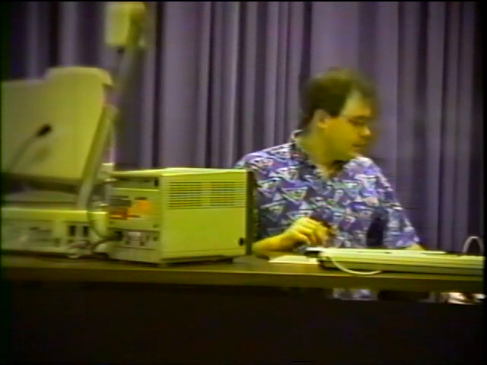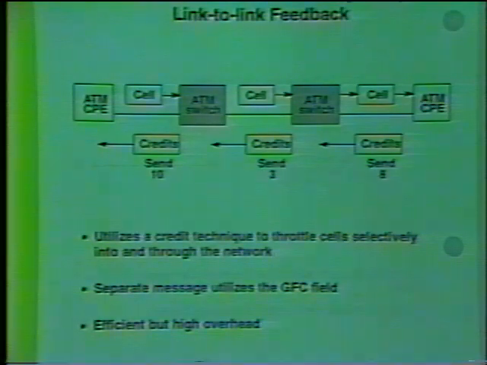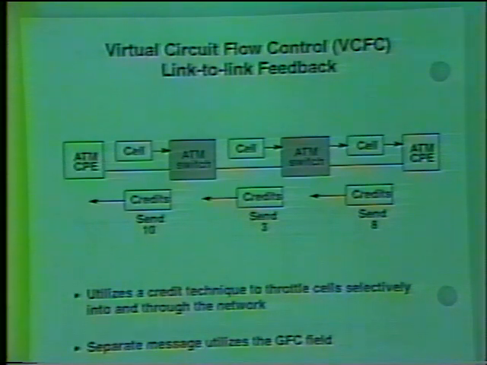So this is where we establish a lot of flexibility in the network. Okay, the last way of handling congestion or allowing for flexibility of the network is the VCFC, excuse me, and this is on page 14. This is the virtual circuit flow control, and this is the link feedback.